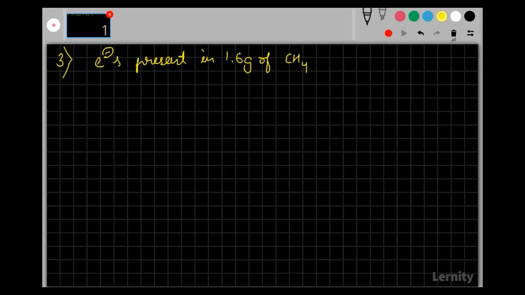Yeah, so number of molecules. See, first of all, what I have to take is the number of moles. So that will be 1.6 by 16 into the Avogadro's number. Let me take it as 6 into 10 to the power of 23. Now, as I have told you, it should be the number of electrons. Till now, what were we doing? We were calculating the number of atoms.